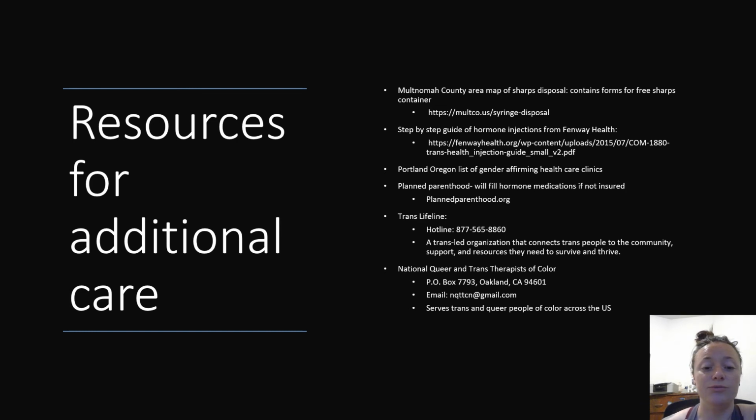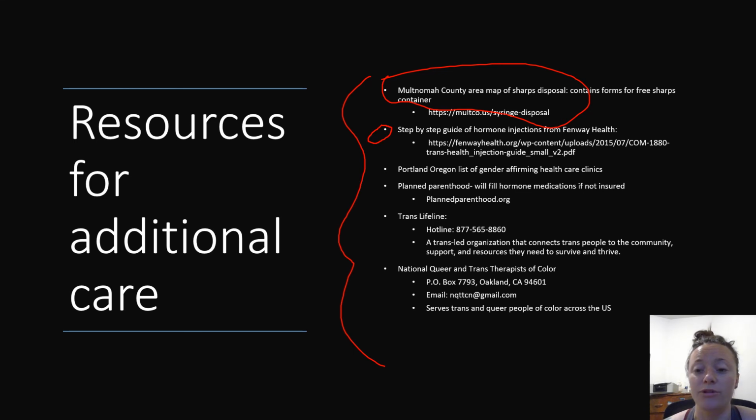This is additional resources for additional care, specifically for transgender individuals. We have this website here for just sharps container disposal. This one right here is a more in-depth step-by-step guide of how to give hormone injections. You can get it from Fenway Health. They're one of the top facilities for transgender health. This right here should have a list of Portland's gender-affirming healthcare clinics.